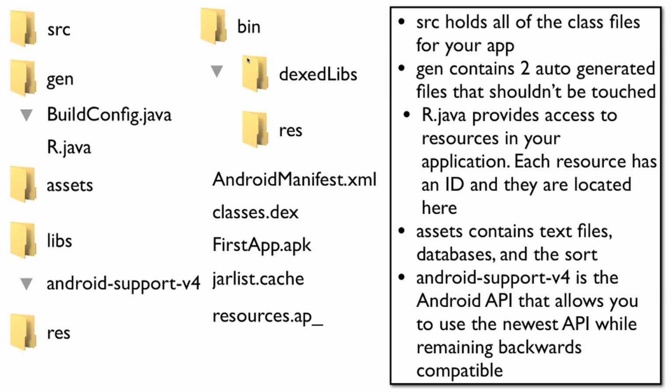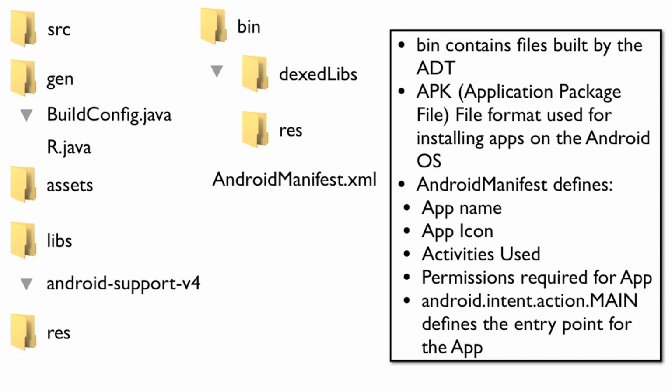Jump over into bin. It's going to contain all the files that are going to be built by the ADT, and it's also going to contain your actual app stored as an APK file, or application package file. And this is just the file format used for installing apps on the Android OS.